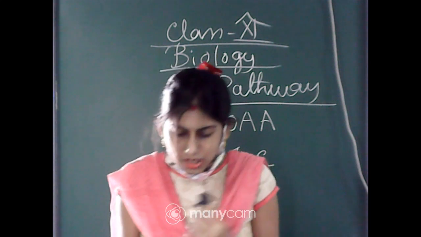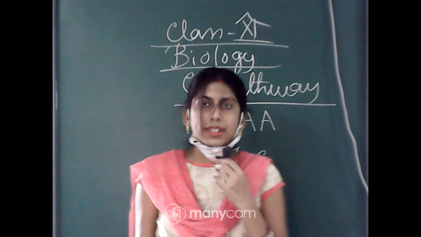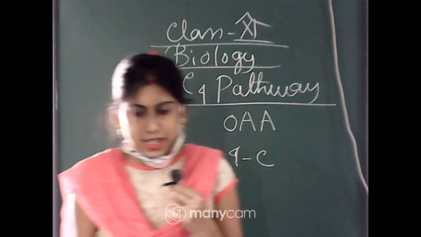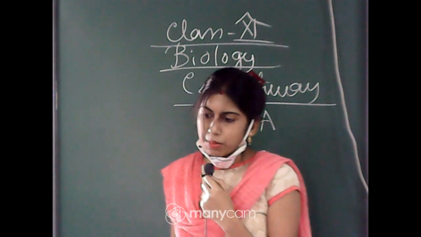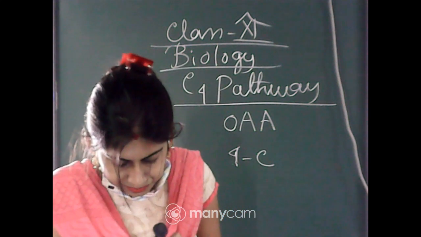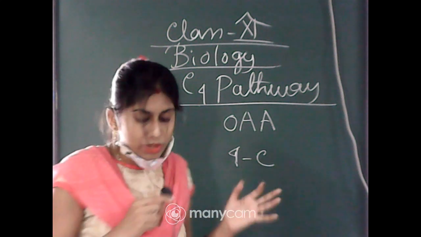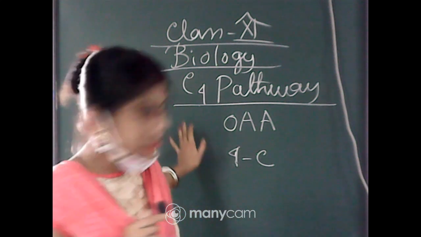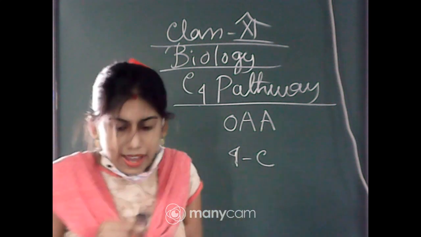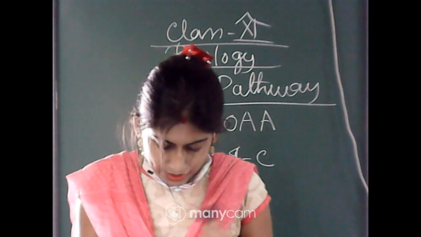Some plants which are mainly found in the dry tropical regions show this C4 pathway. Examples are sugarcane and maize. If I ask you what is the first carbon dioxide fixation product of this pathway, the answer will be oxaloacetic acid, and it is a 4 carbon compound, that's why they are called C4 plants.